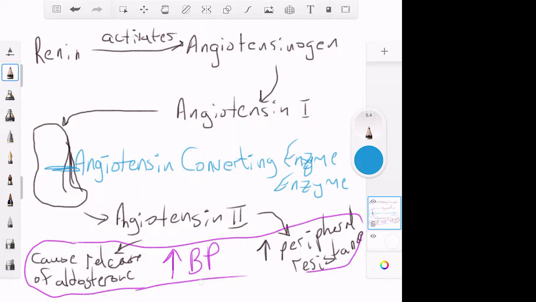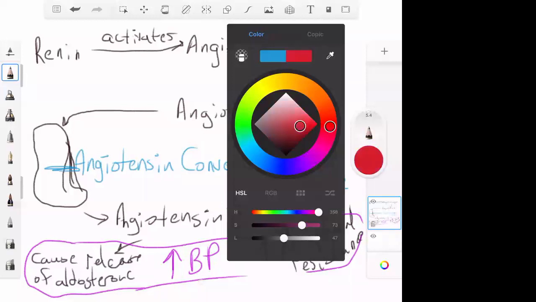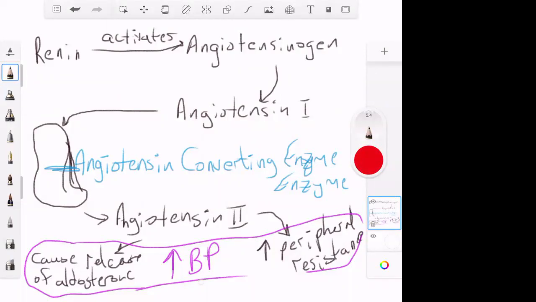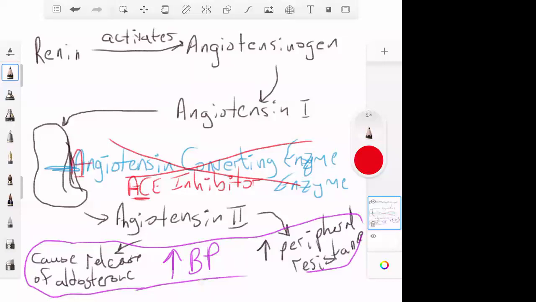Okay, so why am I telling you all this? Why do you care about all this biochemistry that's happening here? The reason is because if a patient has high blood pressure, what we can do is give them a medication that will block that conversion from happening. We call that an ACE inhibitor. That's where the ACE comes from: angiotensin converting enzyme. If we block that from doing its job, then angiotensin 1 will not become angiotensin 2, which means there won't be an increase in blood pressure, which means it'll cause the person's blood pressure to be lower.